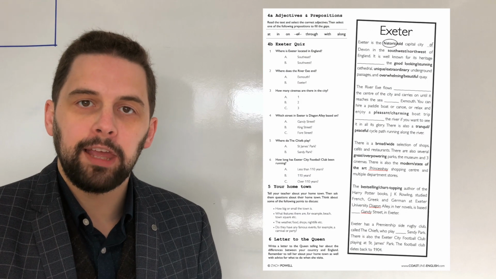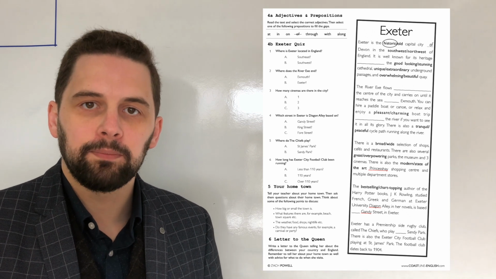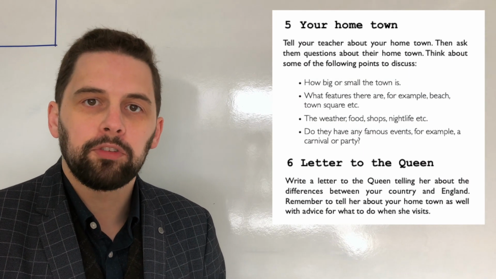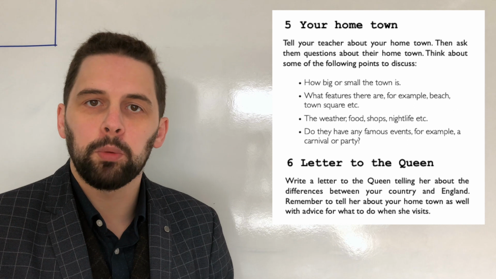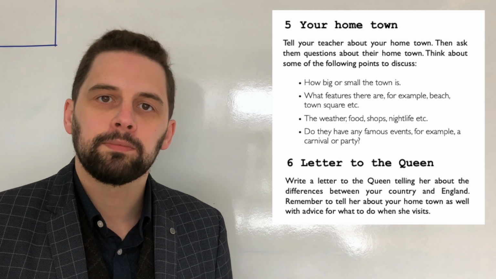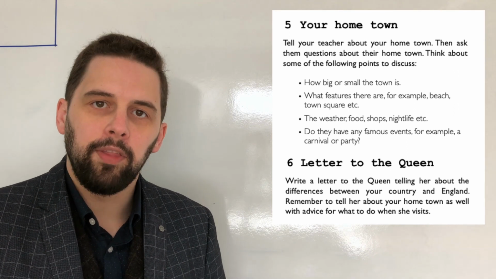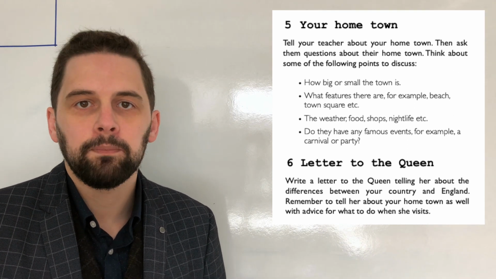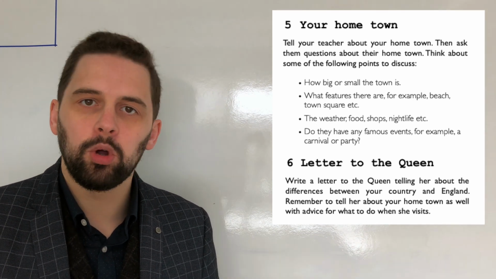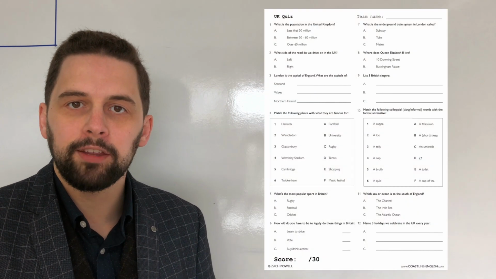Then 4B is a quiz. You have 6 questions about Exeter and all of the answers are in the text. So you just read the text and answer the 6 questions. Number 5 is about your hometown. So you need to prepare some information about your hometown in a similar way to the information about Exeter. So you have an example and you just need to do that for your hometown. And you can go into as much detail as you would like. And then finally, number 6 is a letter to the Queen. So you need to imagine that you are writing a letter to the Queen about the differences between your country and England.